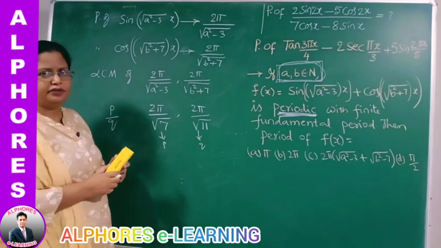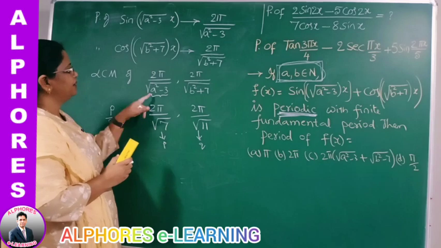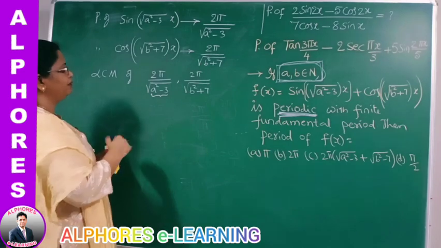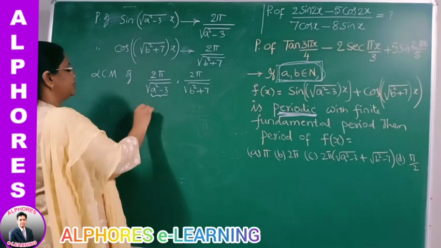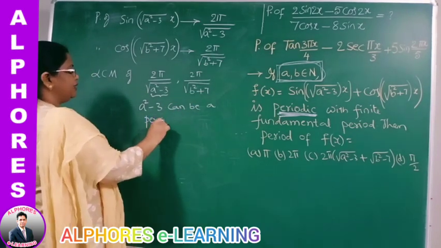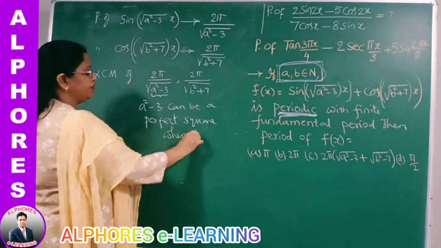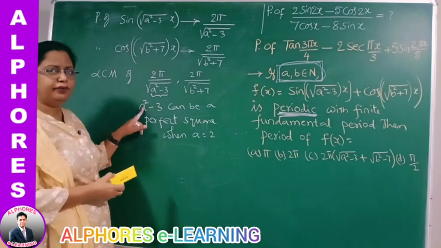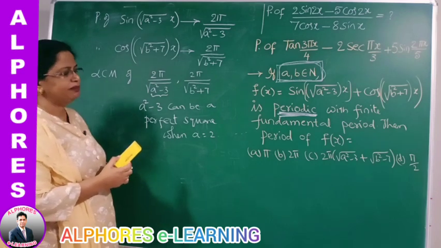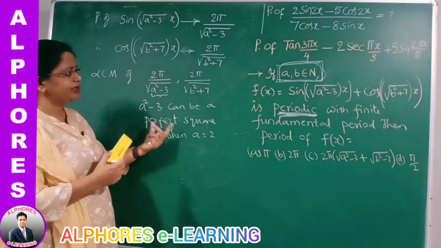Now what kind of values can be suitable? Observe, students, the a square minus 3 value: if I substitute, I must get a perfect square. So a square minus 3 can be a perfect square for what values of a? Obviously a equal to 2, right? When a is 2, you get 4 minus 3, that is 1, so it will be a perfect square. Maybe there are some other values, but we want the fundamental period, so take the least possible that satisfies the condition.